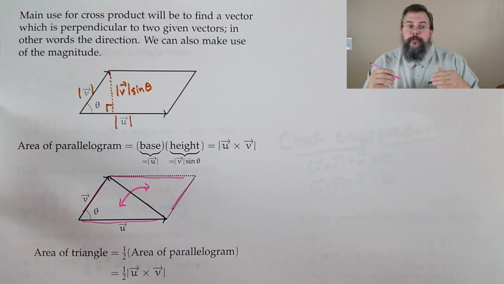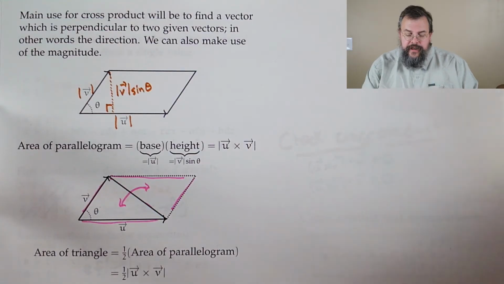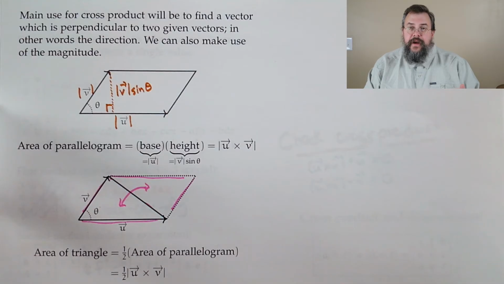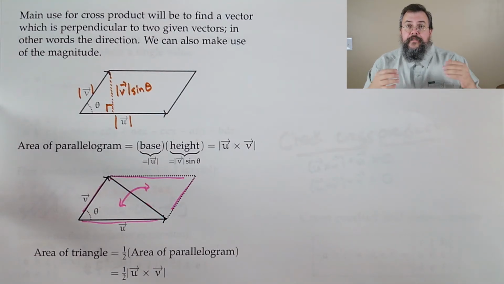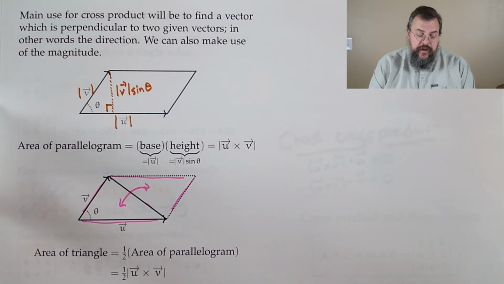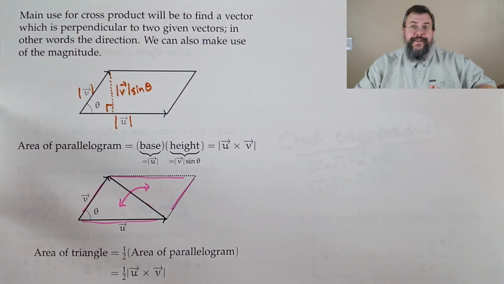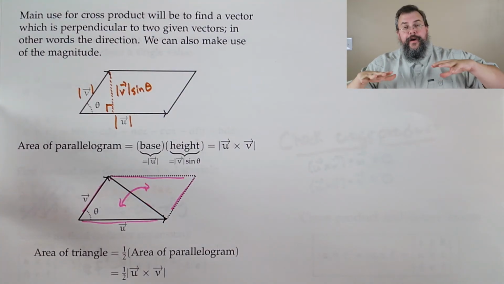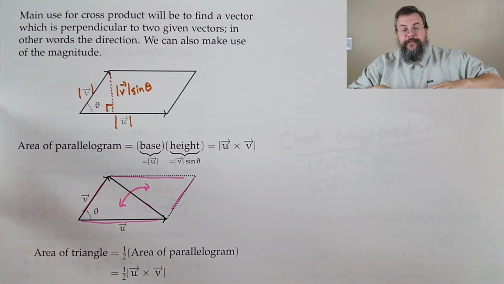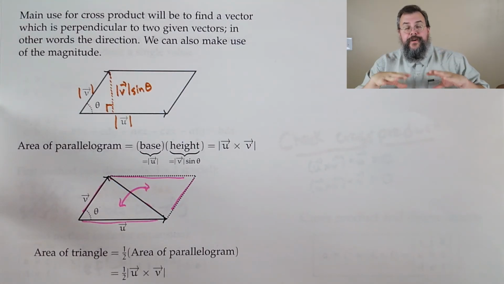So if I'm looking for the area of a triangle, I say, well, that's not so bad. That's half the area of a parallelogram. And so it's half of the magnitude of u cross the magnitude of v. So now we can find area of triangles. Well, again, we can find area of triangles as long as we're in dimension 3, right? Because that's where we have cross product.